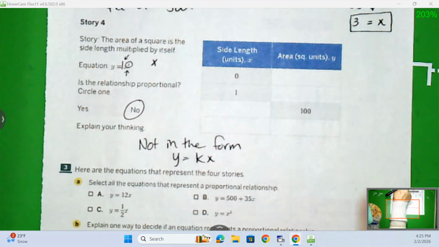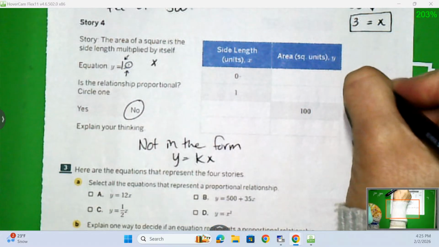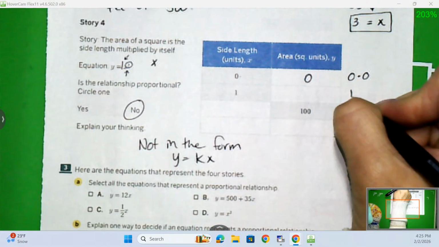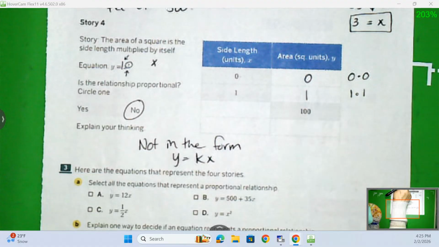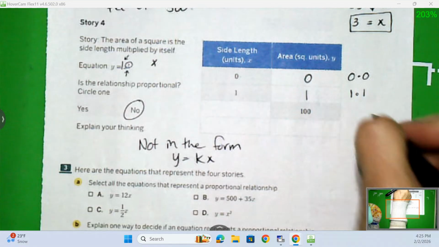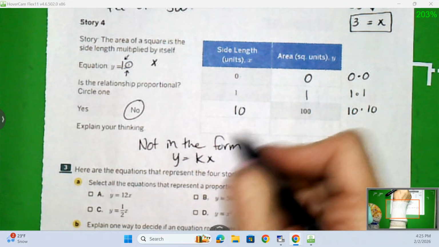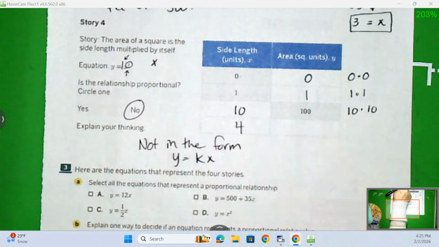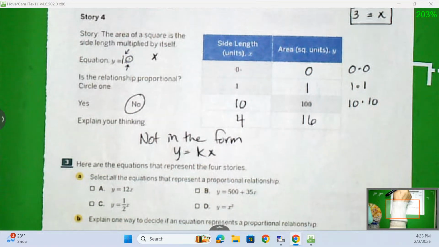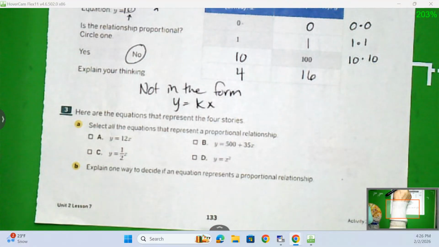But we will solve the rest of this. 0 squared, if I have 0 for x here, 0 squared means 0 times 0, which is just 0. 1 squared means 1 times 1, which is just 1. And then working backwards, what number squared is going to give me 100? 10 times 10 is 100. And then you can pick any other ones too. So if I want to do 4, well, 4 times 4 is 16. So we can still complete the chart based on the equation, but it's not proportional.